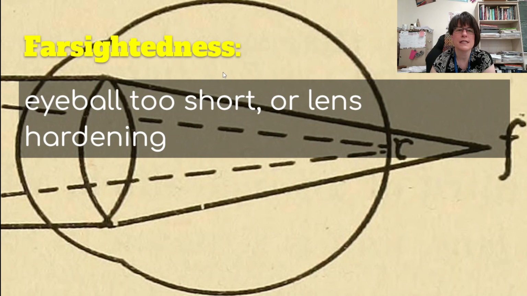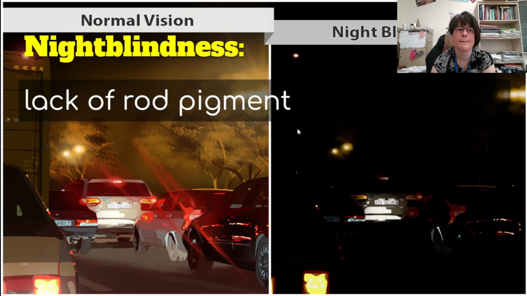If you are farsighted, that means you need reading glasses so you can see things far away but not up close. It means your eyeball is too short or the lens is hardening. And so that focal point is back here instead of up here on the retina where it should be. And so if you need reading glasses when you're young, it's because your eyeball is too short. As you get older, you may need reading glasses because the lens is hardening. Or if you are also nearsighted, you may need a pair of bifocals so that you have both sets of lenses in your glasses.